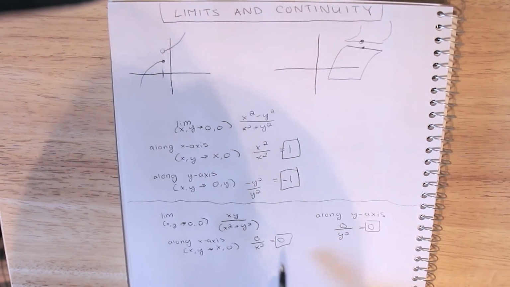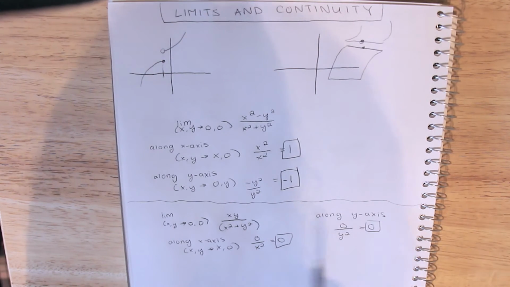So that's great. So far, we do have two that are equal, so we haven't proven that the limit doesn't exist. But just because we've gotten these two, remember, that doesn't mean that it does exist at all. We have so many other directions that we have to try.